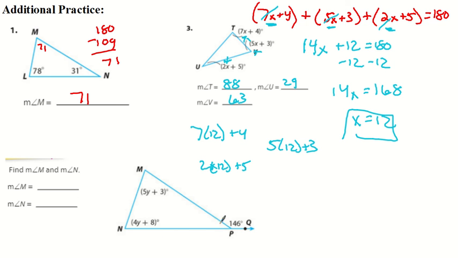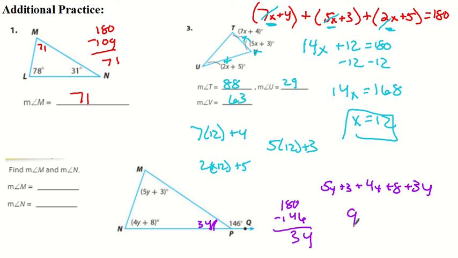Finally, for this one right here, I need to figure out what this interior angle is right here. Well, if I do 180 minus 146, I'm going to get 34. So this is a 34 degree angle, so these are the 3 that I have to add up. So it's 5y plus 3 plus 4y plus 8 plus 34. That gives me 9y plus 11 plus 34.